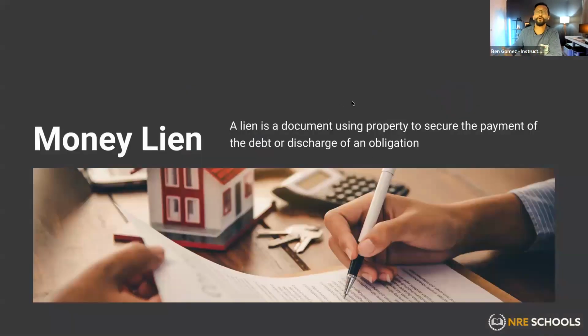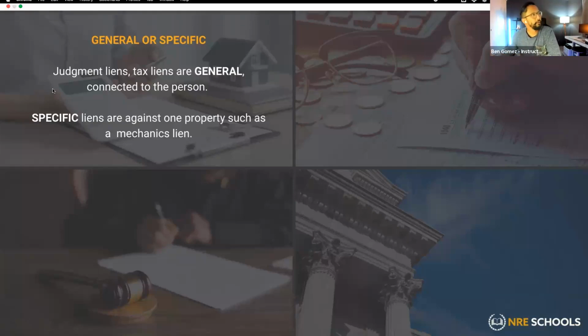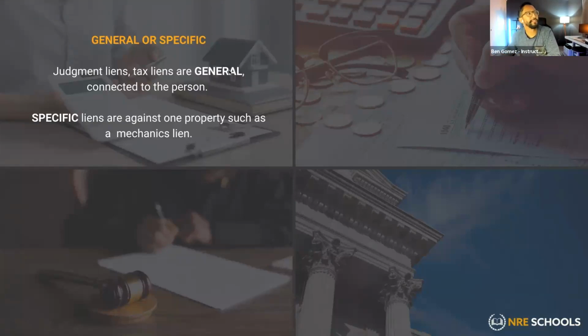So a form of an encumbrance is a money lien. Yeah, you got a mortgage? Cool, you got an encumbrance. Not a big deal. There are general and there are specific encumbrances. There's a judgment lien. Tax liens are general and they're connected to a person. You don't pay your income taxes, they're going to find what property you own and they're going to collect whenever you sell that property. A specific lien is against one property, like a mechanic's lien.